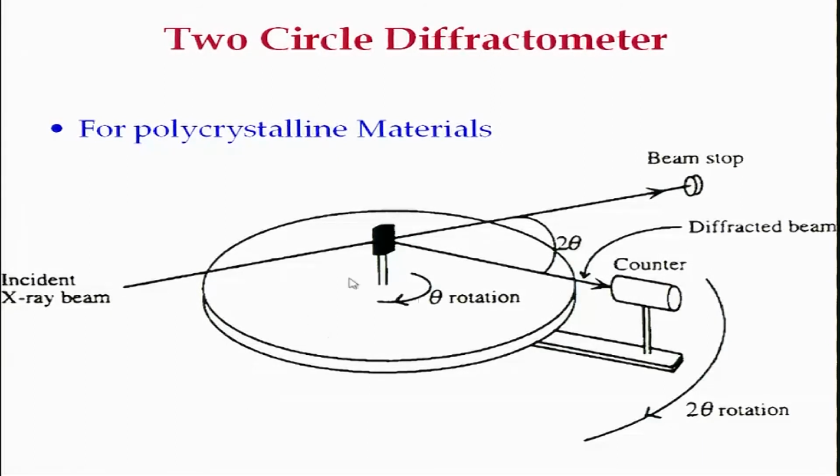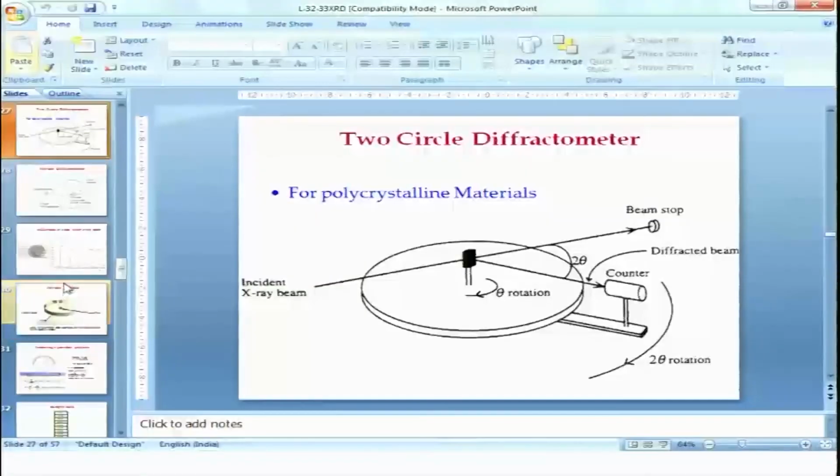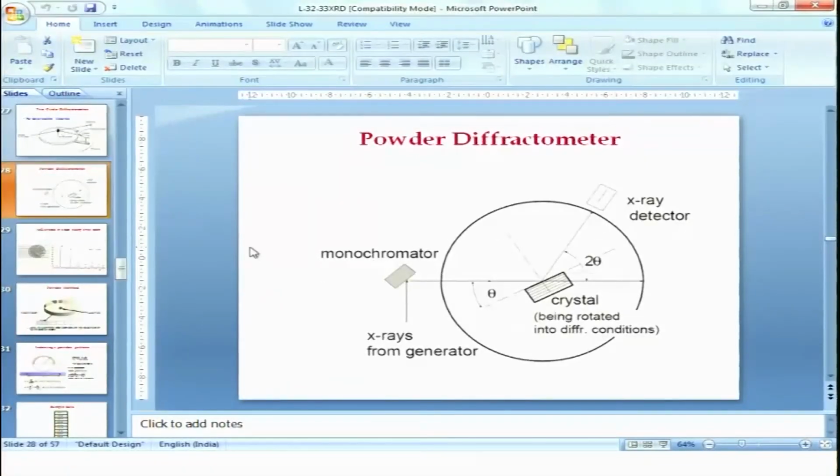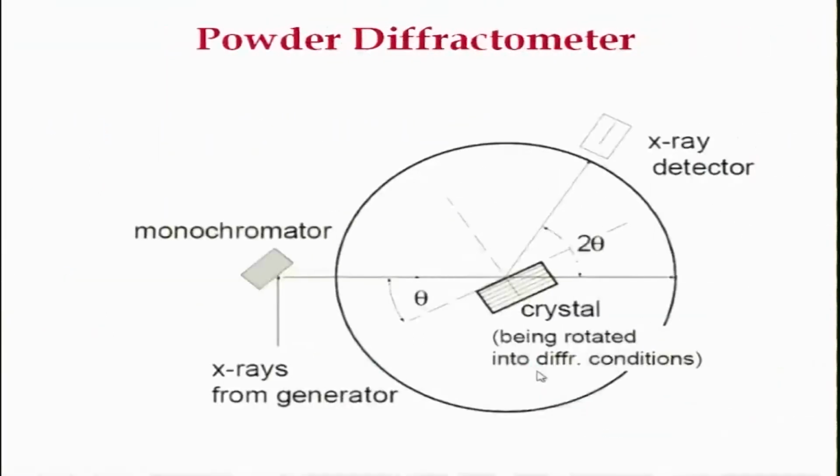You can also rotate the sample; there is a possibility of sample rotation as well to maximize the probability again, but you do not need to do that for polycrystalline material unless you have texture or something like that. So, basically the geometry of the diffractometer will look like this.